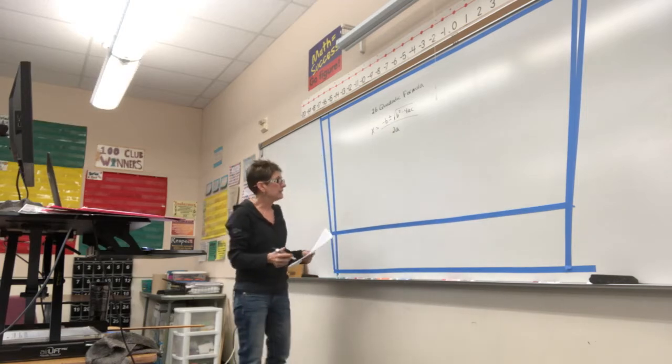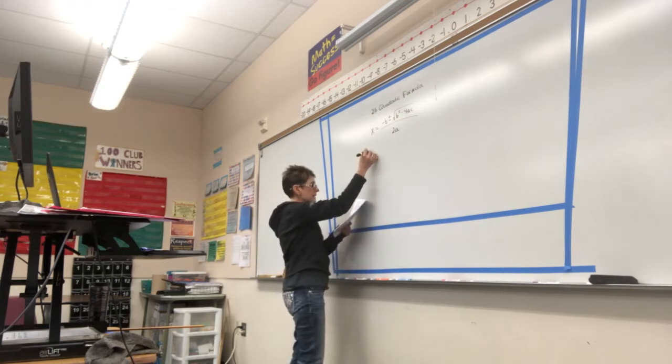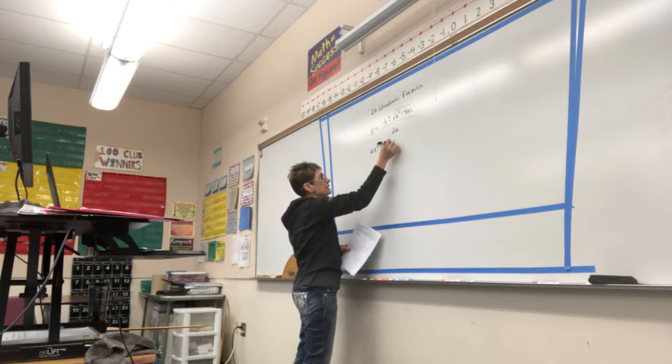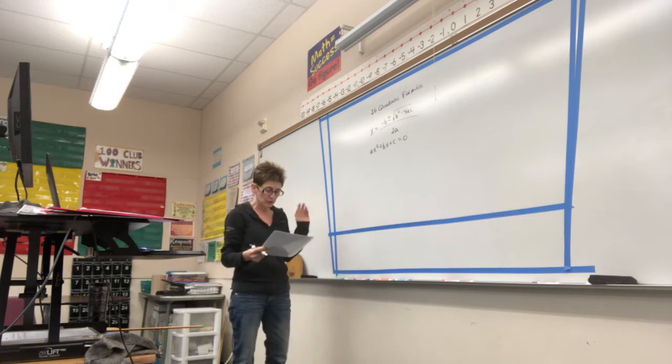All right, so let's see what this means. This means that we can solve for x if our equation is ax squared plus bx plus c equals 0. So you do need to have the equation set equal to 0 to do this.